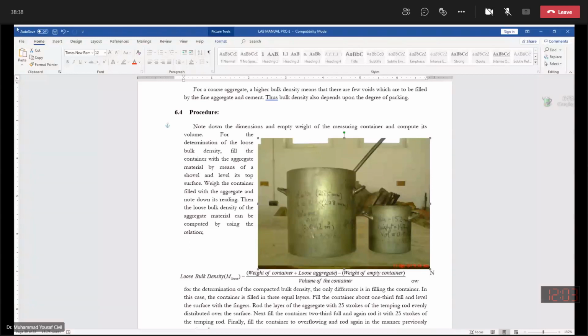After you have filled and applied these jerks, then you will level the top of the container. Loose material will be dropped off, and then you will weigh it. Then the weight of the material divided by the volume of the container will give you that density using the jigging procedure.